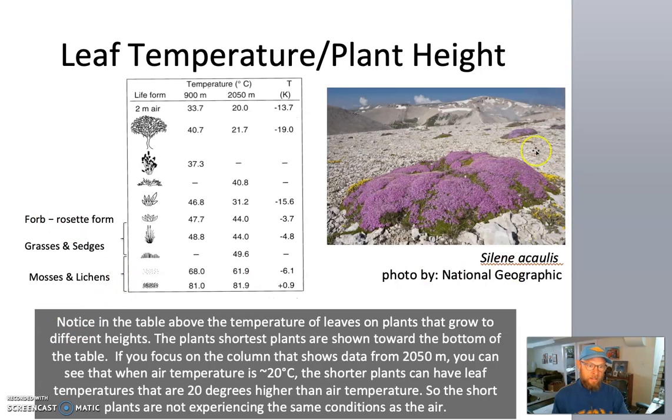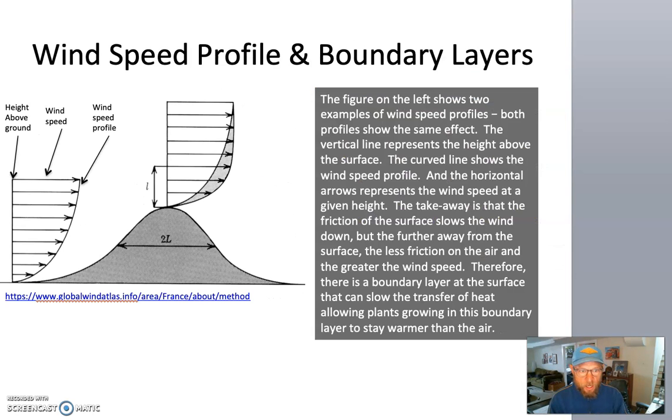And so these plants then, they get heated up by the sun. The heat doesn't dissipate very quickly because of that boundary layer. And so it allows that heat to stay in the canopy and warm those leaves up. And so just another figure to reinforce that.